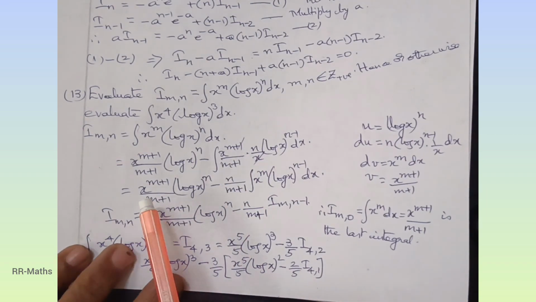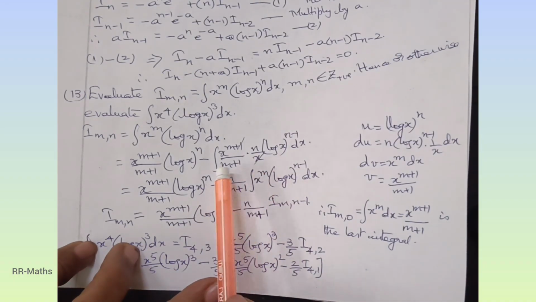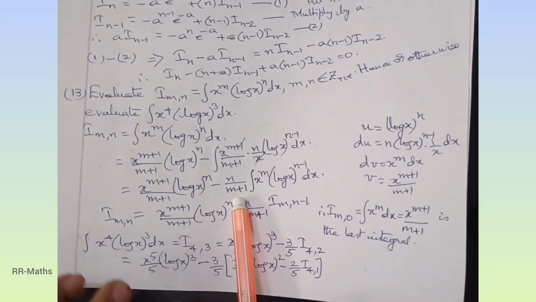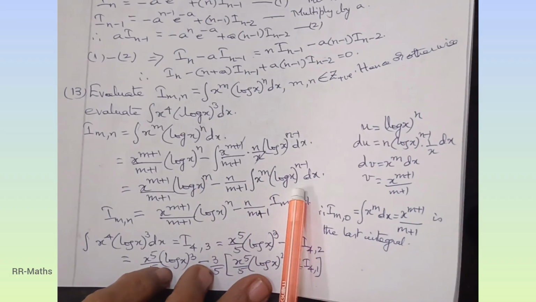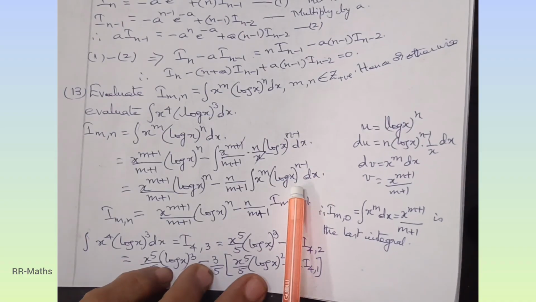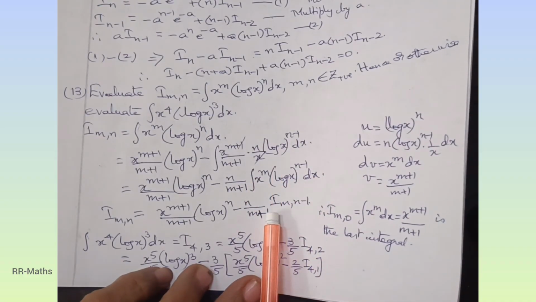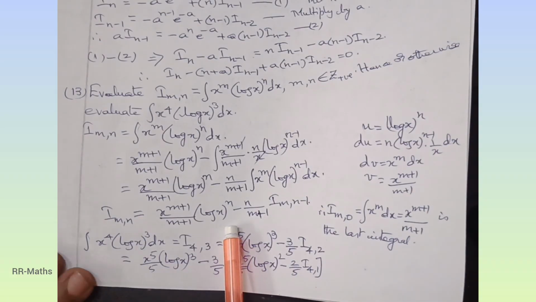So now this reduces to x power m plus 1 by m plus 1 into (log x) whole power n, minus n by m plus 1, the constants coming outside, integral of x power m into (log x) whole power n minus 1 dx. Now this is in the original form, so you can rewrite this as I(m, n minus 1). So you have your reduction formula here.